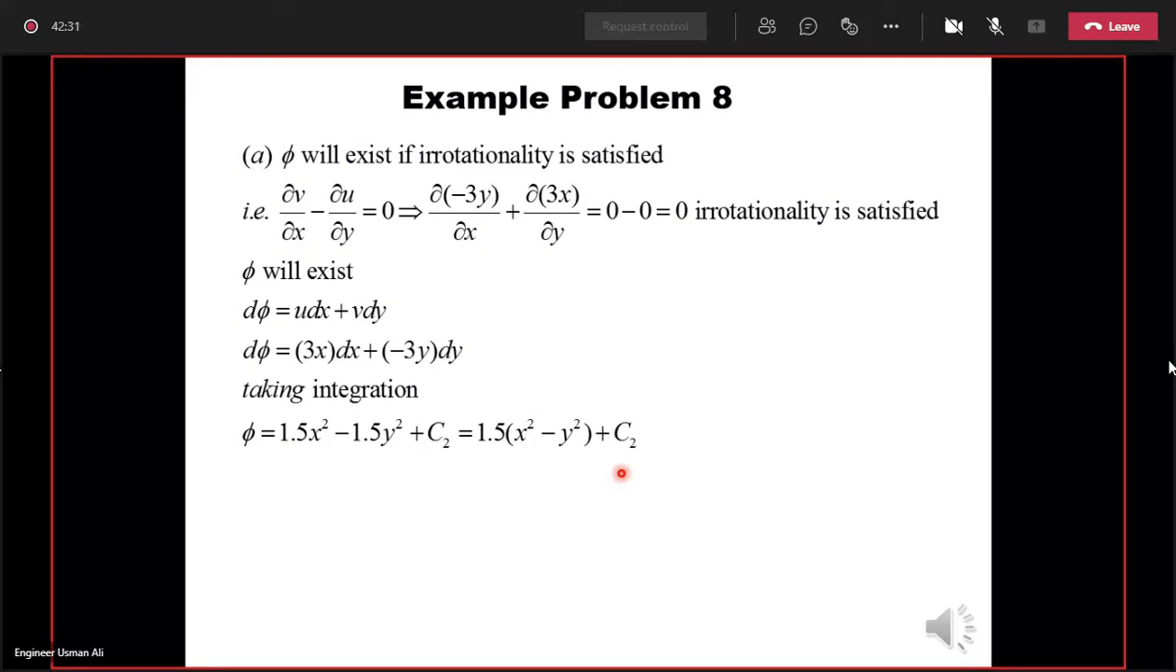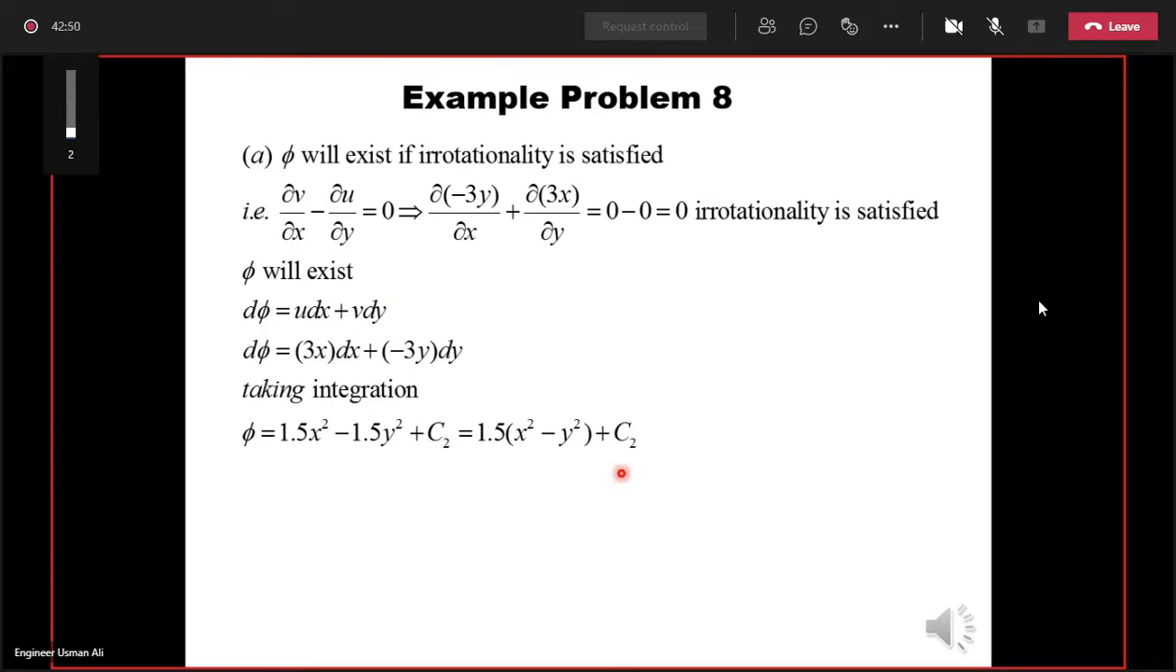This is how we can first check the existence of the stream function and equipotential function, and we can find their equations or expressions.